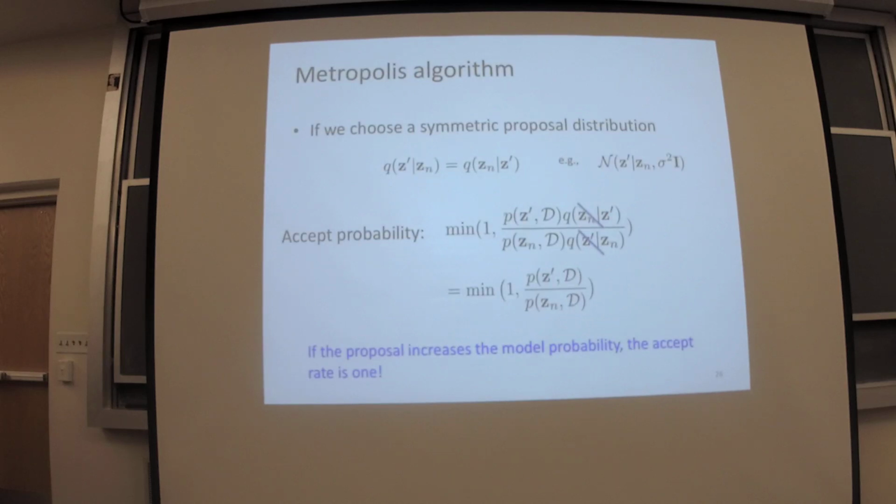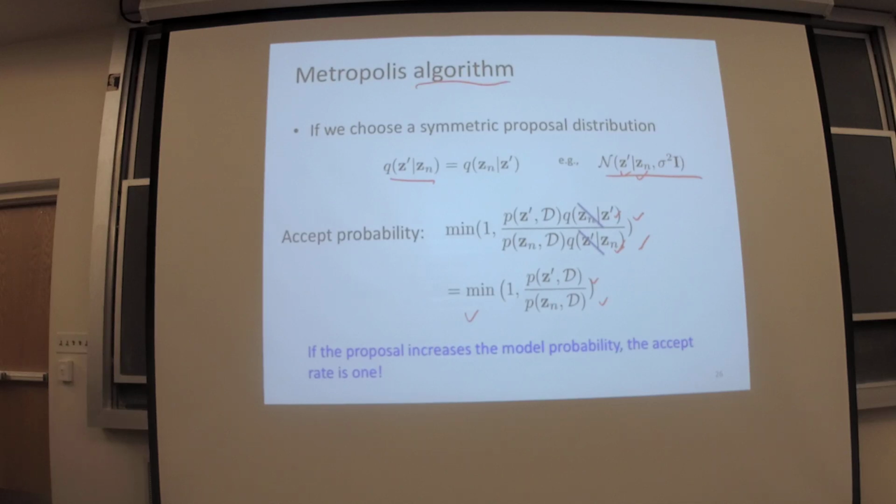And if your proposal distribution is symmetric, like the Gaussian distribution we just mentioned, when we switch Z and Z prime here, it doesn't change the probability density. Then when we calculate the accept probability, you can see that this Q of Z, this proposal distribution, will cancel because they are the same. Then that means to calculate the accept probability, you only need to calculate the ratio of the joint model probability or likelihood. And this is called the Metropolis algorithm.